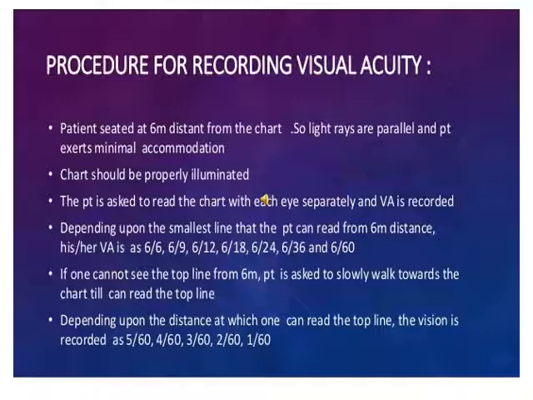Then the person reads the chart with one eye at a time. So one eye should be closed with the hollow of the palm. Then the person starts reading from above downwards, and the smallest line that the person can read up to more than half is considered to be the visual acuity of the person for that eye, and it is designated as 6 by 6 or 6 by 9 or 6 by 12 or 6 by 18 or 6 by 24 or 6 by 36 or 6 by 60. So like you write for right eye and left eye separately. So each eye is tested separately one by one.